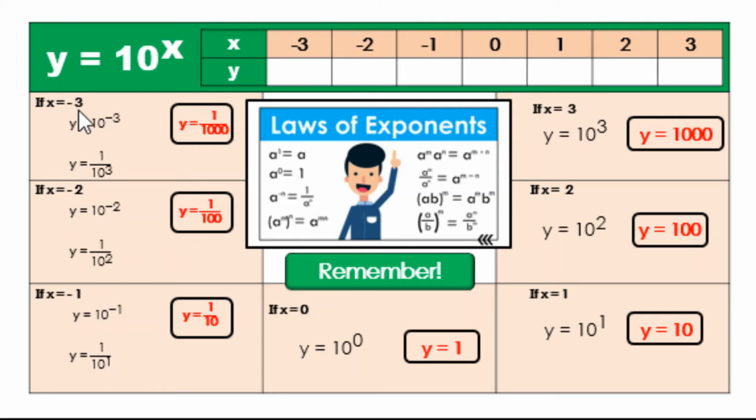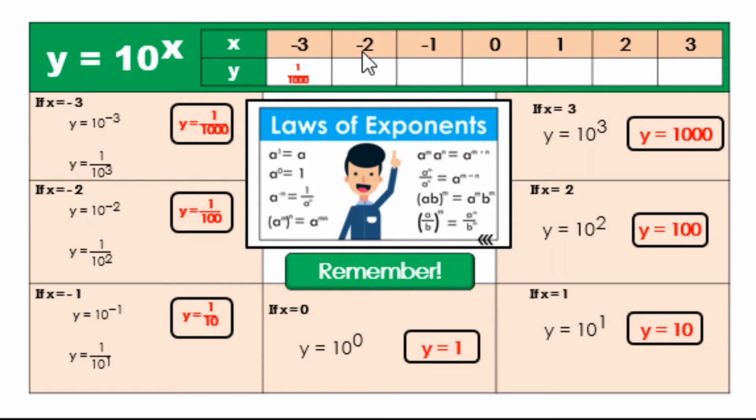Let us proceed to the second function, y is equal to 10 raised to x. So when x is equal to negative 3, by substitution, we have y is equal to 10 raised to negative 3. Since we have a negative exponent, we'll be applying the law of negative exponent. So 10 raised to negative 3 becomes 1 over 10 cubed, and 10 cubed is 1,000. So therefore, y is equal to 1 over 1,000. So when your x is negative 3, the value of y is 1 over 1,000.